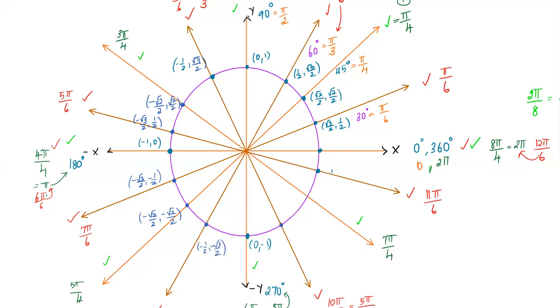And in the fourth quadrant, your x is positive and your y is negative. So this is going to be positive half with a negative root 3 over 2. This is going to be positive root 2 over 2 with a negative root 2 over 2 for the y. And lastly, positive root 3 over 2 with a negative half.